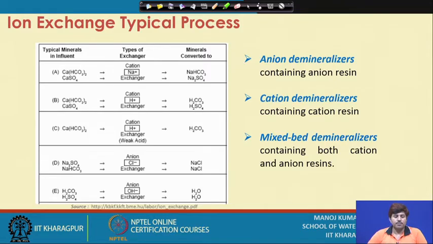The ion exchange typical processes: there are anionic demineralizers, or anionic ion exchange resins, cation demineralizers, which contain cation resins, and mixed bed demineralizers, which contain both anion and cation resins. And depending on the type of mineral in the effluent, we can select what kind of exchanger we need. Cation exchanger with sodium, cation exchanger with hydrogen, or an anion exchanger with chlorine, and that way we can select what minerals it eventually converts to.